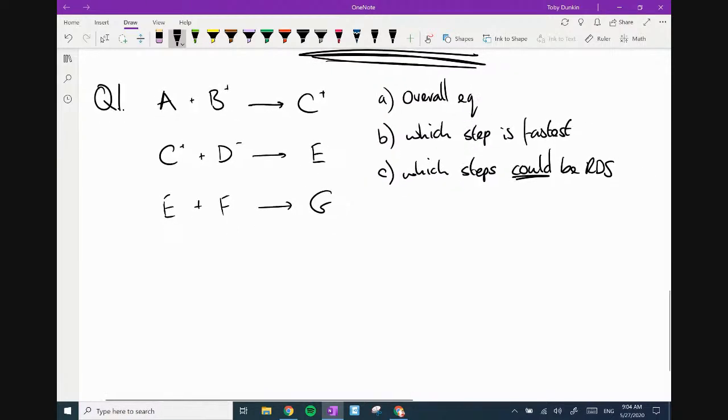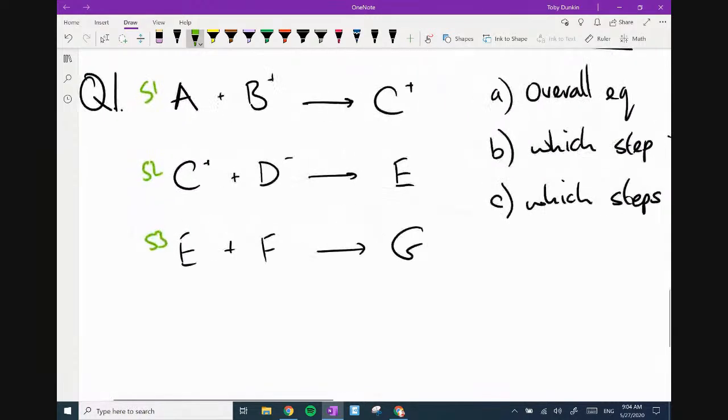Now, that question is a big hint, because it's telling you that there is no one correct answer for RDS. They're saying there's one correct answer for the fast step. I'm going to call these steps S1, S2, and S3. I'm not going to bother asking you for the overall; I think you're good at this. Can somebody in the chat please tell me which one they think is going to be the fast step?